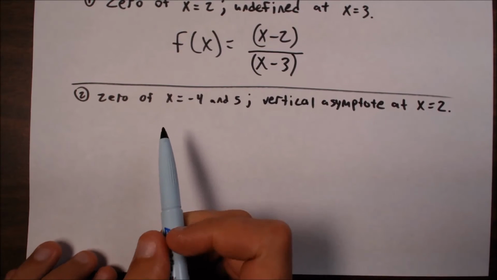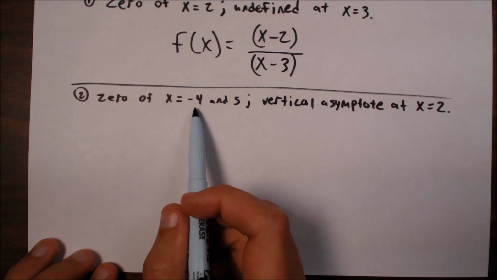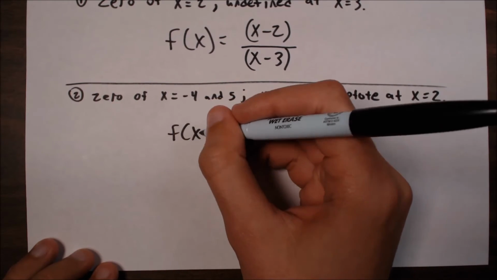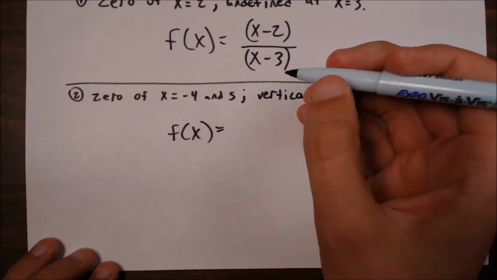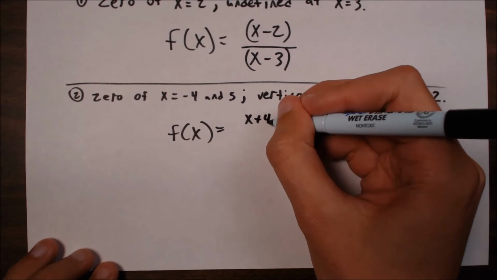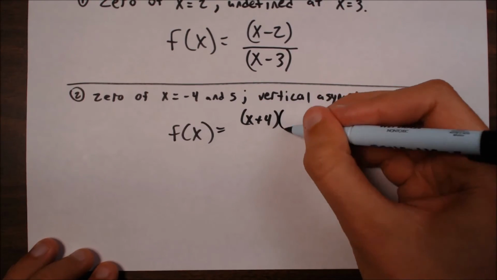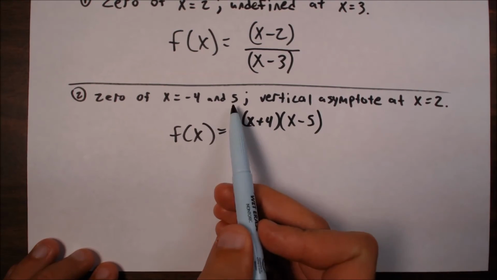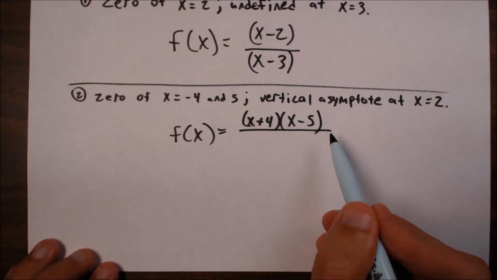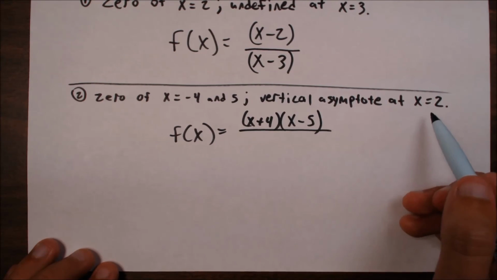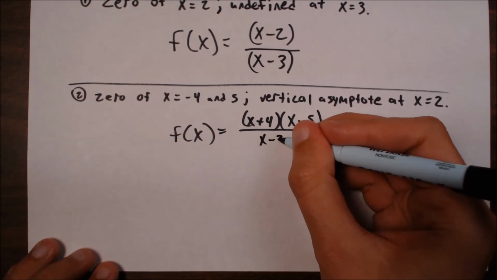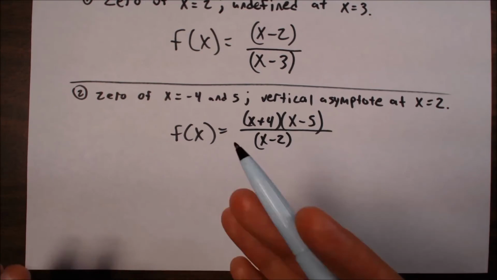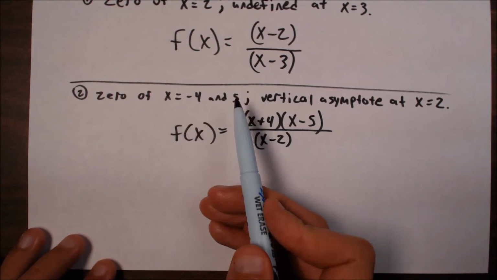And one more example. This one says there's a zero at x equals negative 4 and 5, and a vertical asymptote at x equals 2. So if it has a zero at negative 4, then x plus 4 must be one of the factors of the numerator, and another factor must be x minus 5. So that if I plug in a negative 4 or if I plug in a 5, I will get 0 in the numerator. Vertical asymptote refers to the denominator. X equals 2 means x minus 2 must be a factor. So this is one possible, probably the simplest function that you could write that would have these characteristics.